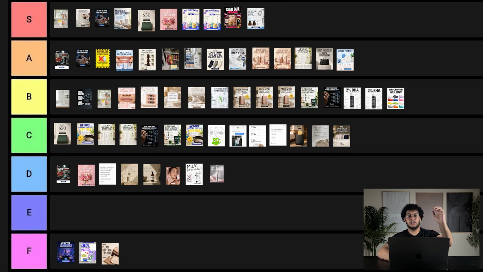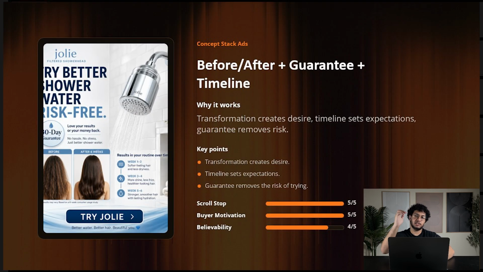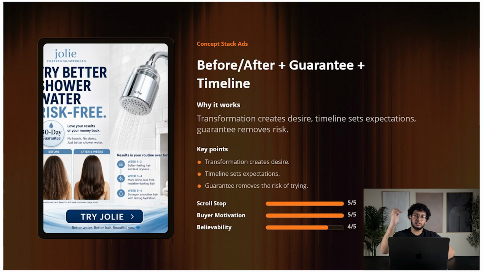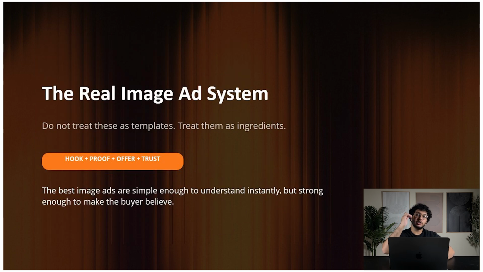Finally, before and after plus guarantee plus timeline. This is S tier. This is probably the strongest stack in the list. The before and after creates desire. The timeline sets expectations. The guarantee removes risk. It answers 3 buyer questions inside one image. Does it work? How long will it take? And what if it does not work for me? That is exactly what a performance static should do. S tier.